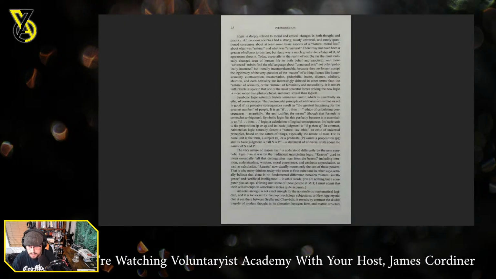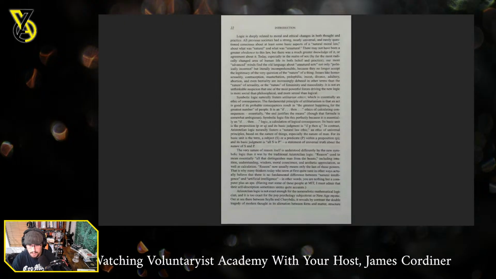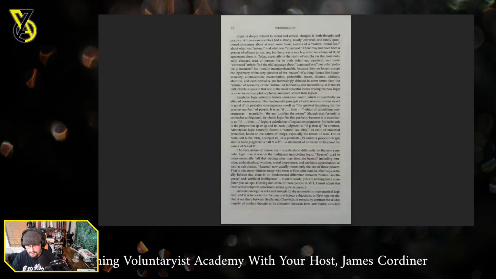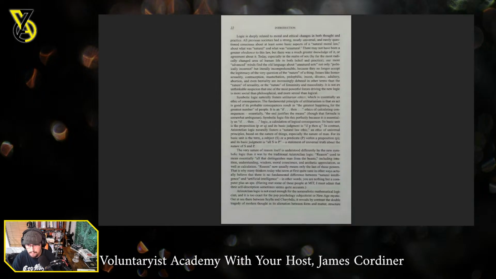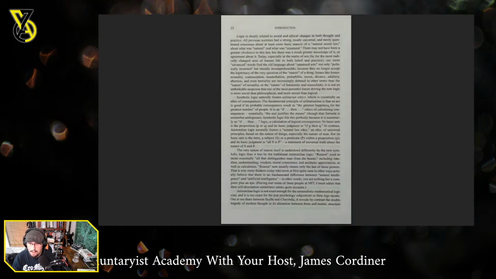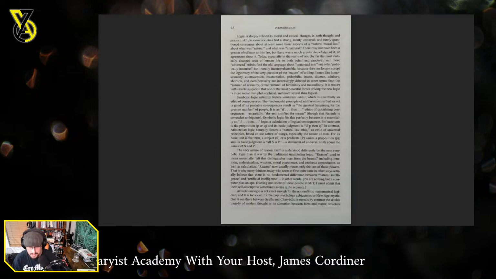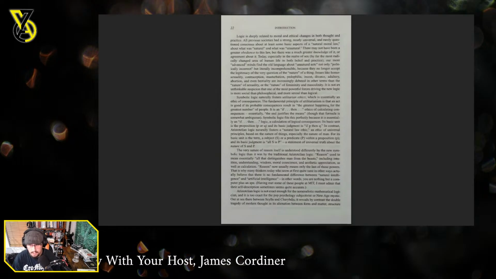Symbolic logic fits this perfectly because it is essentially an if-then logic, a calculation of logical consequences. Its basic unit is the proposition P or Q, and its basic judgment is if P, then Q.